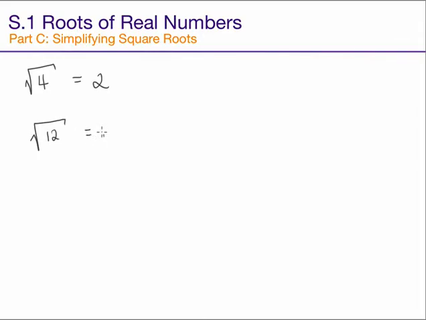Well, 12 can be written as 4 times 3. And it turns out that I'm allowed to take the square root of a product and rewrite it as the product of two square roots. In other words, I can split up what's inside the square root if it's a product, not if it's a sum, and rewrite it. Once I've done that, I can rewrite this product, one number times another, as the square root of 4, which I know is 2, times the square root of 3, which doesn't have a perfect square root.